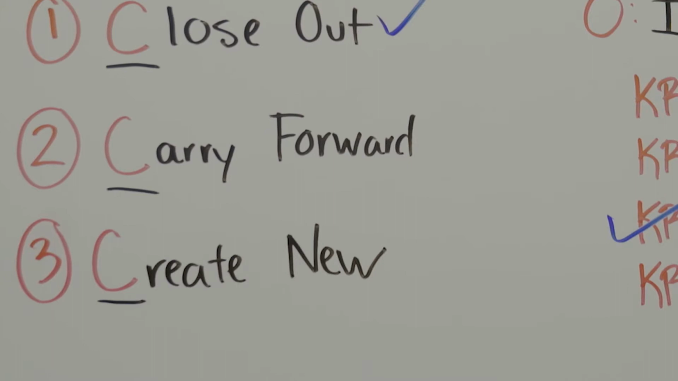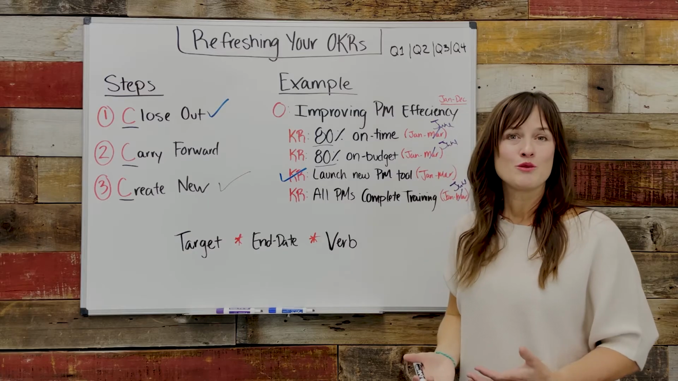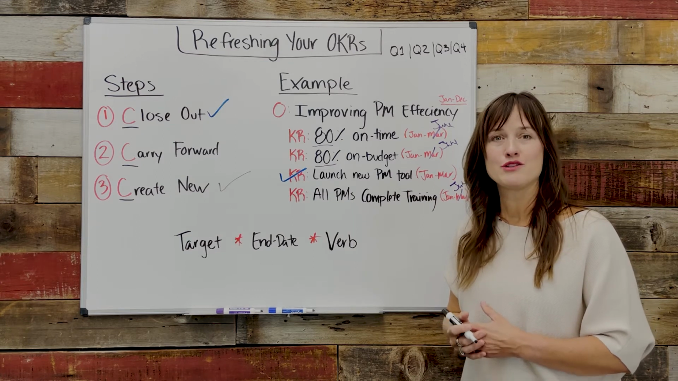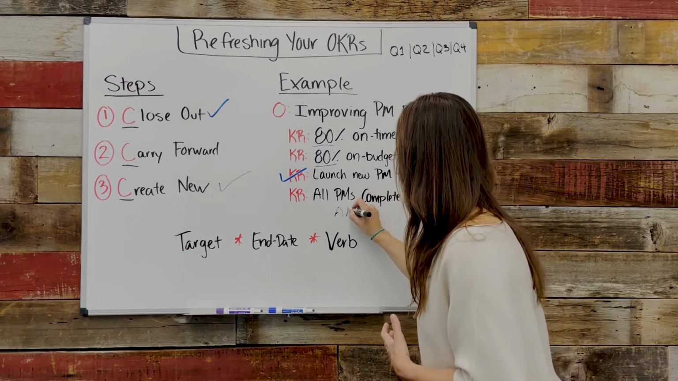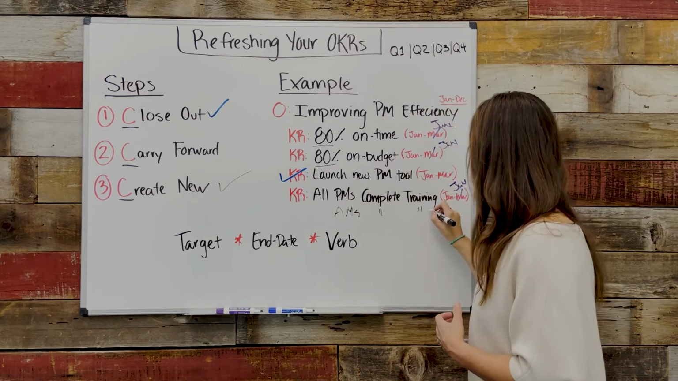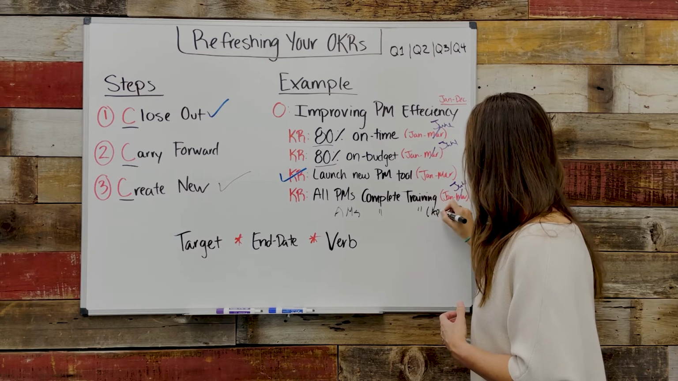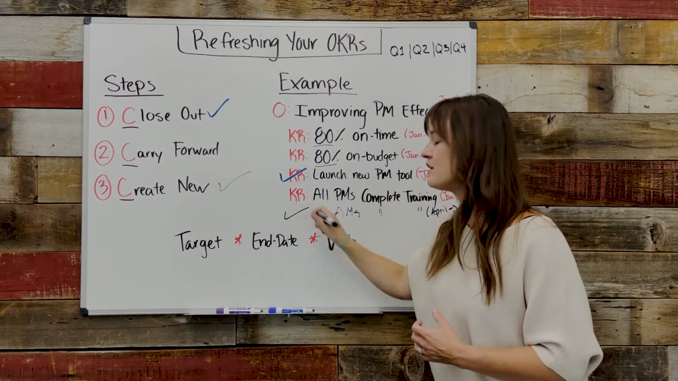And then last but not least is creating new. So let's assume that we decided that we also want to train all account managers. So that would be a new key result, to train all account managers, and we would say, okay, that's going to happen from April through June, and that would be our new.